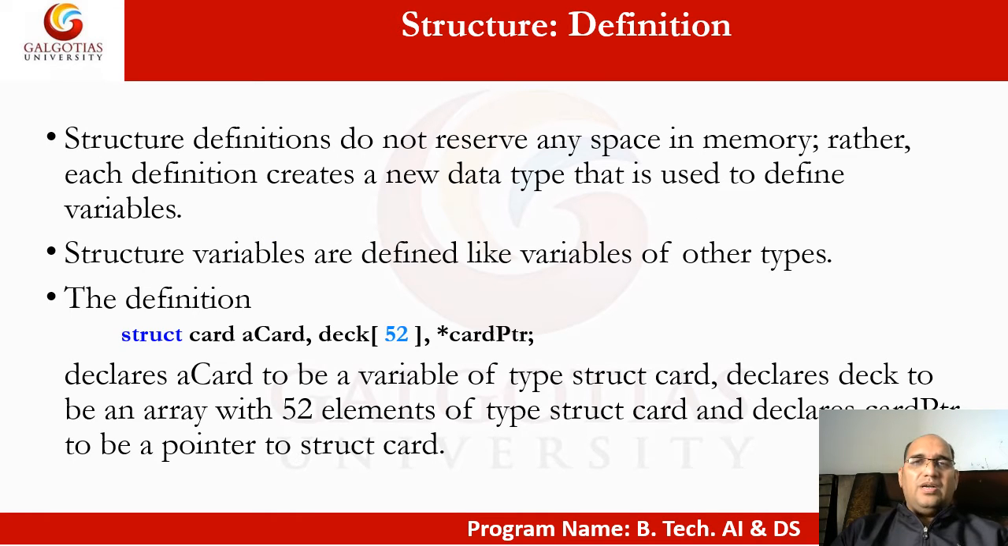Structure definitions do not reserve any space in memory. Rather, each definition creates a new data type that is used to define variables. Structure variables are defined like variables of other types. The definition struct card aCard, deck[52], *cardPtr declares aCard to be a variable of type struct card, declares deck to be an array with 52 elements of struct card, and declares cardPtr to be a pointer to struct card. So this is how we do the definition of a structure.